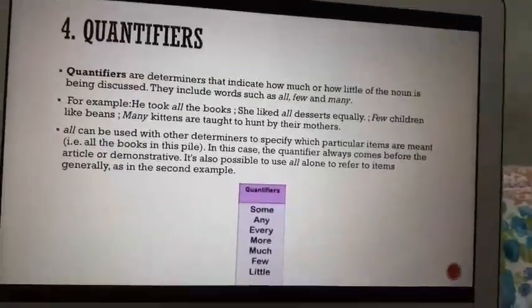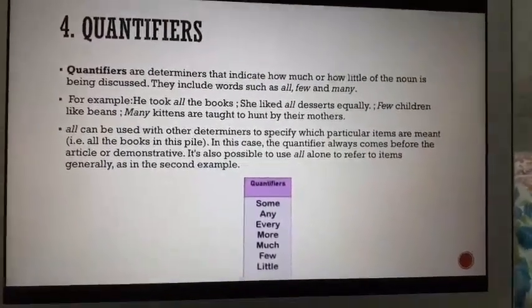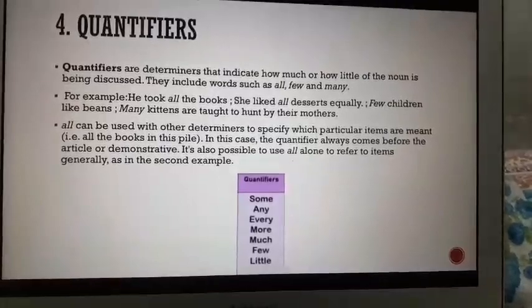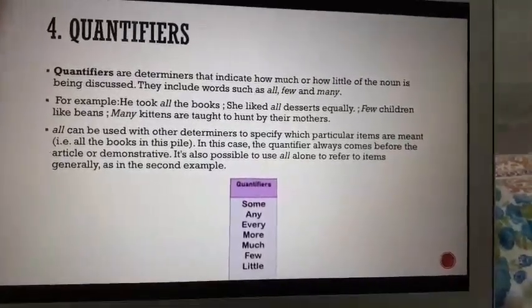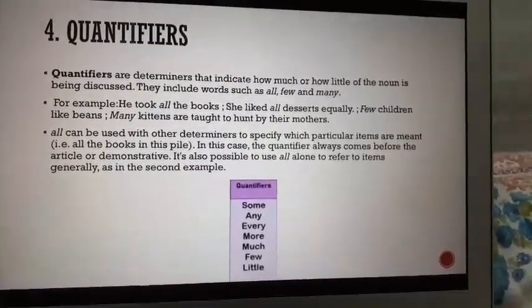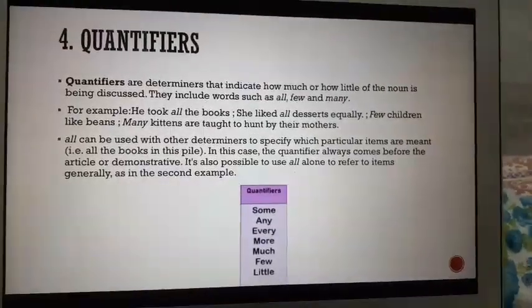Quantifiers. These are the fourth kind of determiners. Now quantifiers are determiners that indicate how much or how little. So quantifiers come from the word quantity, quantifying, right?